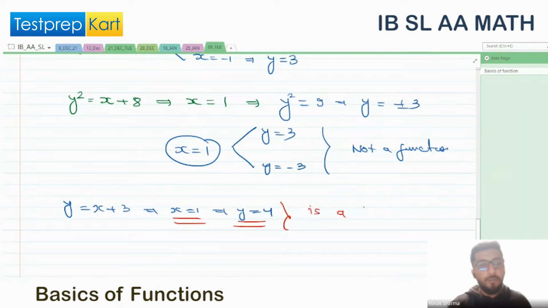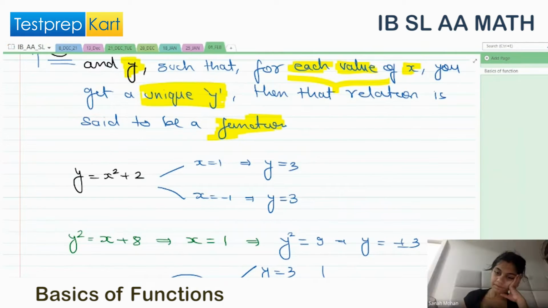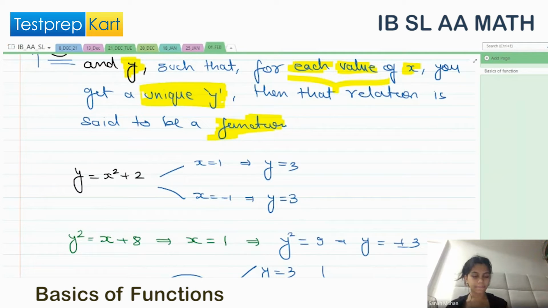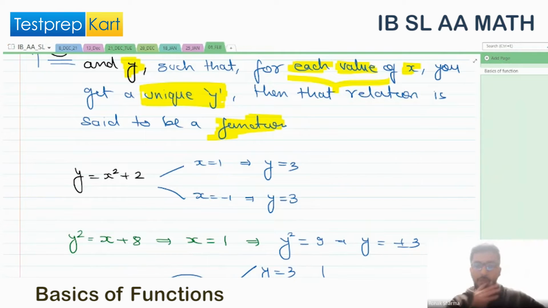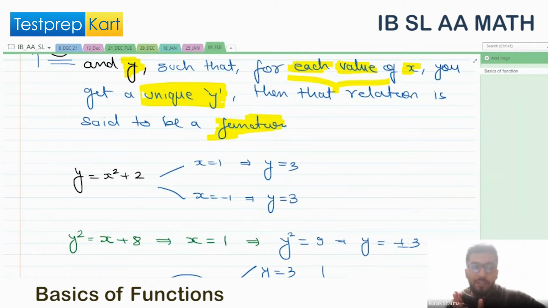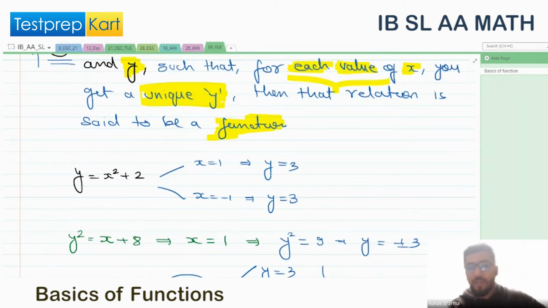But if we go to the first example, what was that? That was y equals x square plus 2. For x equal to 1, I was getting 3. For x equal to minus 1 also, I was getting y equal to 3. Is the condition being satisfied here, that for each value of x we are getting a unique y? Yeah. How? Read the definition. For each value of x, you get a unique y. For x equal to 1, we are getting y equal to 3, and for x equal to minus 1 also, y equal to 3.